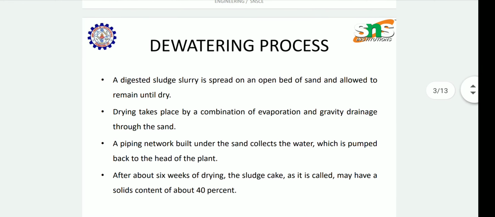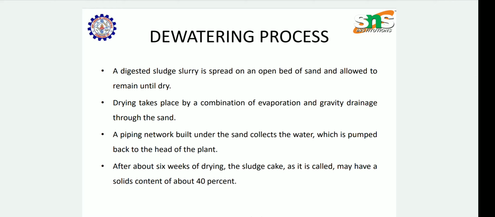The dewatering process involves the digested sludge or slurry being first spread on an open bed of sand and allowed to remain until dry, and this process is called windrows, as the sludge is disposed of in windrows in a separate manner. The drying takes place by a combination of evaporation as well as gravity drainage. Water is evaporated by the action of the sun, or drained under the sand by gravity. The piping network built under the sand collects the dewatered water, which is pumped back to the head of the plant, or it can be dewatered again.